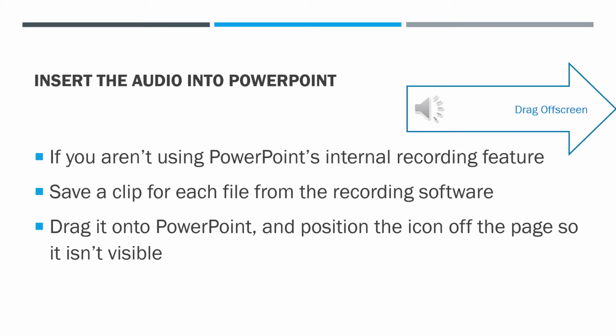If you aren't using the built-in recording feature on PowerPoint and you're using an external digital audio workstation to record your audio, you're going to want to save a clip for each slide and then just drag that into PowerPoint. And that will put an icon on the page that represents the sound, and then you can set some of the details about how that sounds.